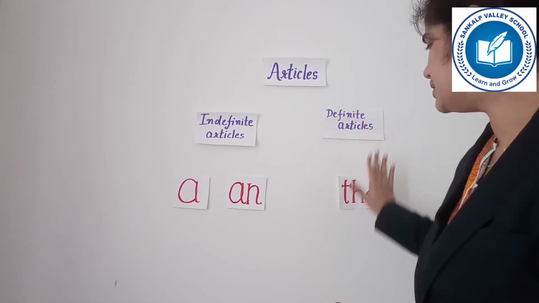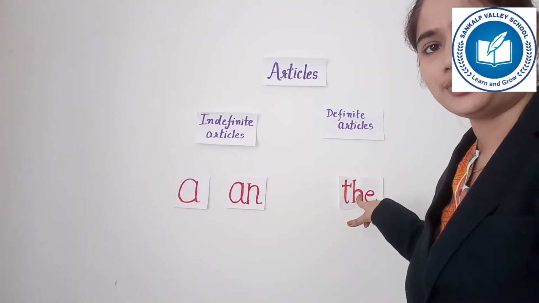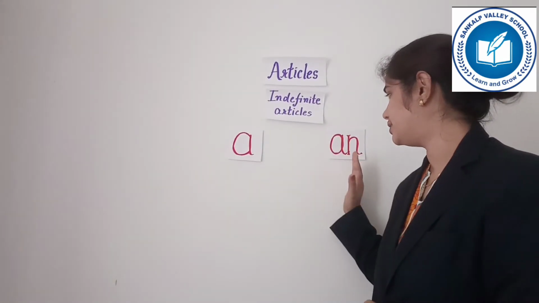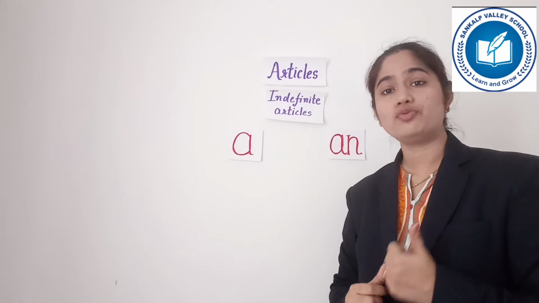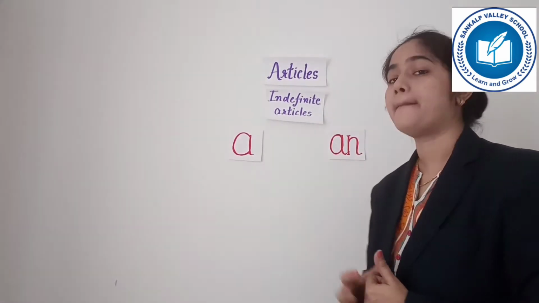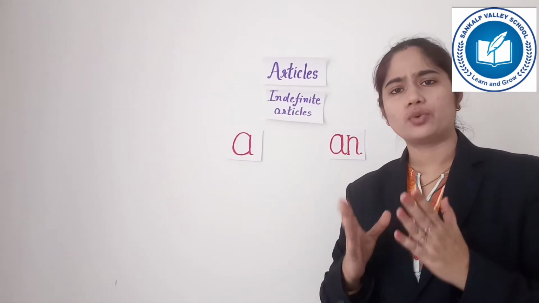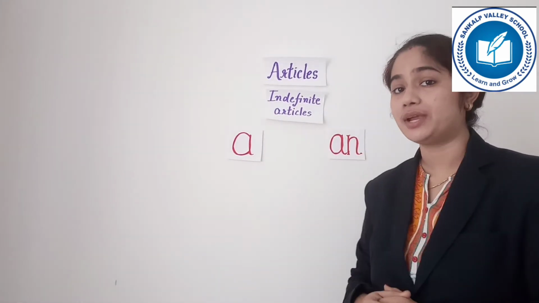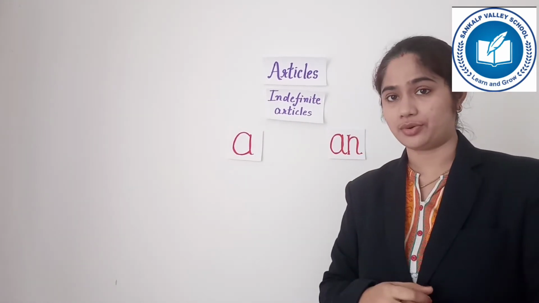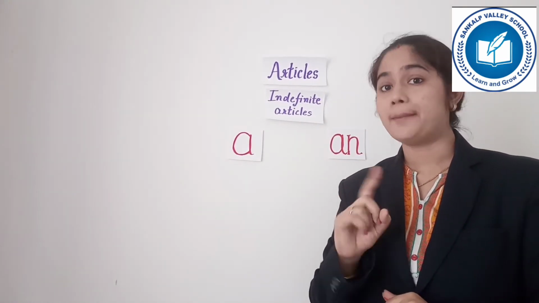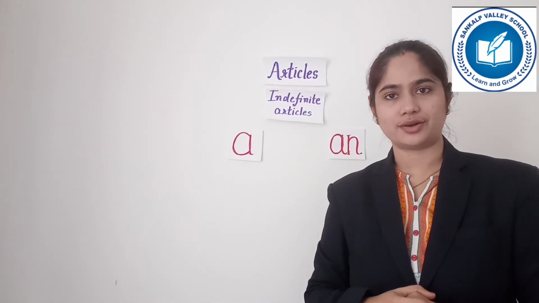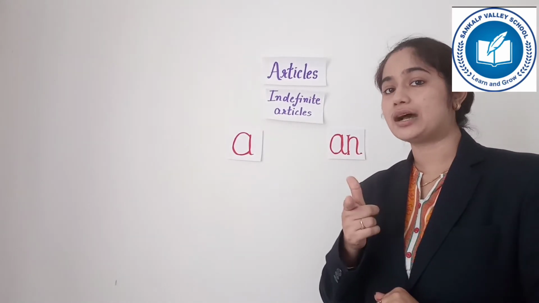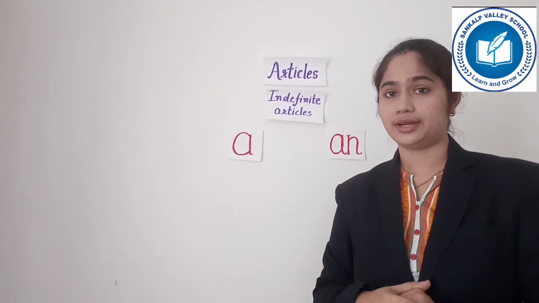In our next class, we will study about the definite article. Today I'm going to teach you about indefinite articles, that is a and an. Now there is a rule for the use of a and an before a noun. What is that rule? The use of a and an depends on the opening sound of a noun, not on the actual letter of the noun.